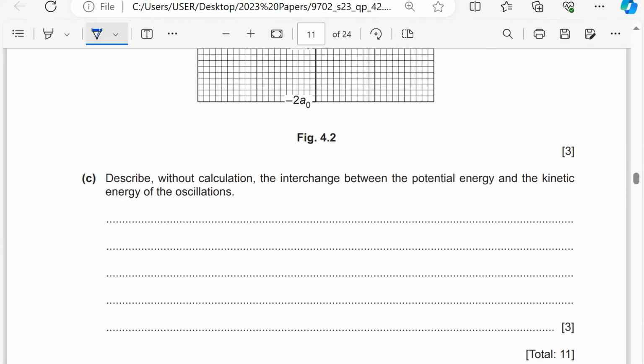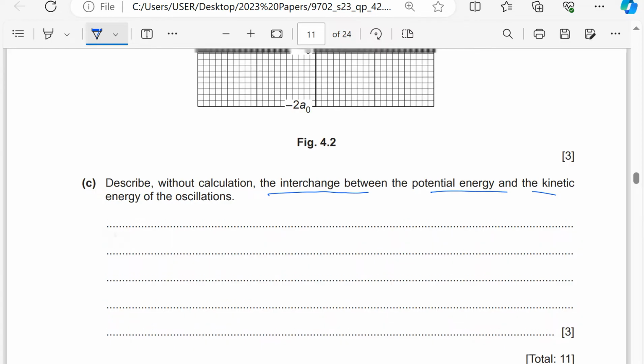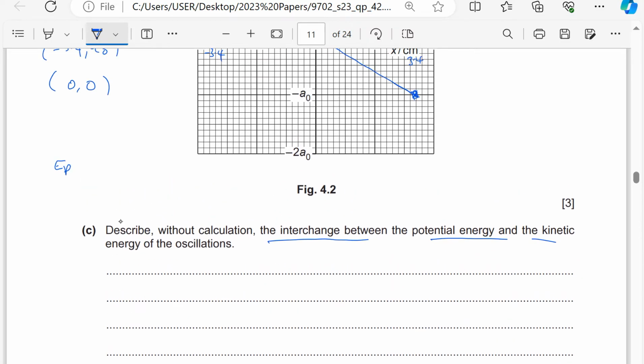Then describe without calculation the interchange between the potential energy and the kinetic energies of the oscillations. Remember, total energy remains constant. So at maximum displacement, let's first write the formulas. Let me start with the kinetic energy, which is a half m omega squared into x naught squared minus x squared. Then potential energy is a half m omega squared x squared.